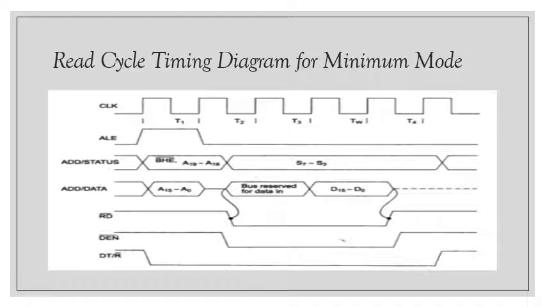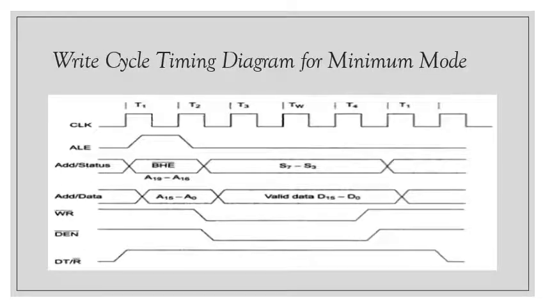The read cycle begins in T1 with the assertion of the address latch enable signal and also the memory/IO signal. So this concludes the read cycle timing diagram for minimum mode. Now let us discuss the write cycle timing diagram for minimum mode.